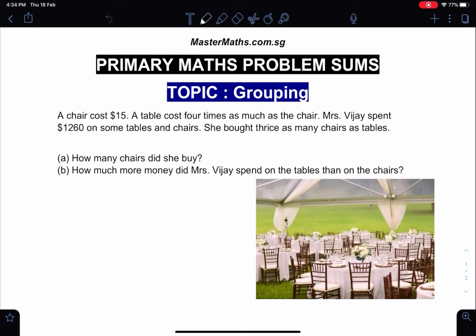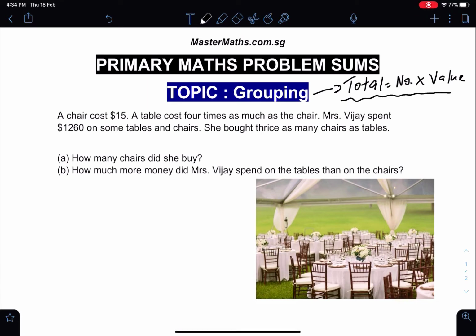Hi friends, welcome to today's problem sums video tutorial where we will be discussing a question on chairs and tables. What is the concept involved in this? It's grouping. Many a time, grouping is also termed as this: total value is equal to the number of items times the value of each item. So another name for grouping is as such.